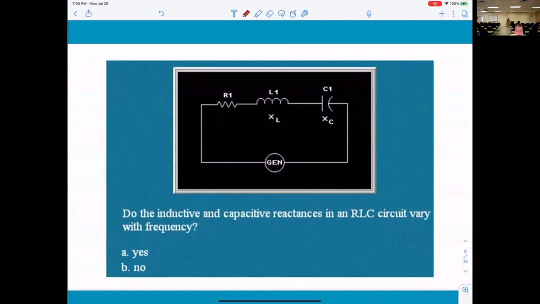Now we go with the next question. Do the inductive and capacitive reactance in an RLC circuit vary with the frequency? Yes or no?